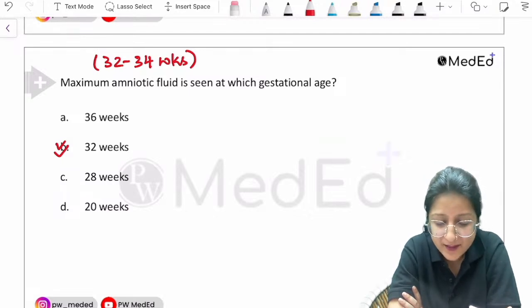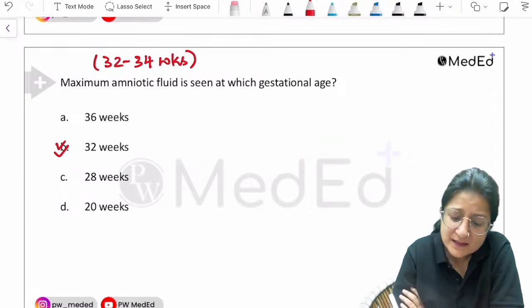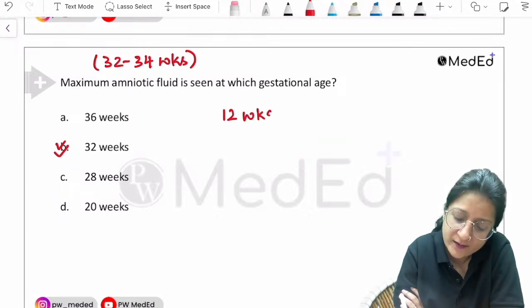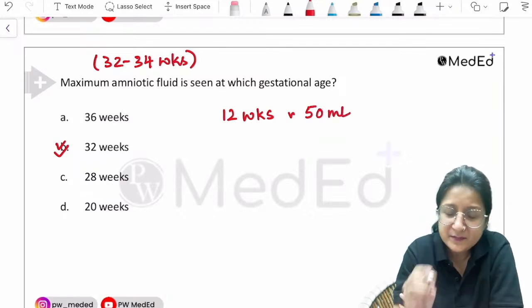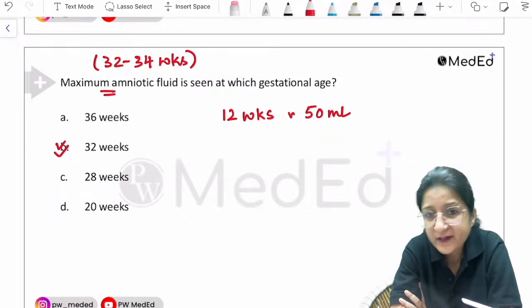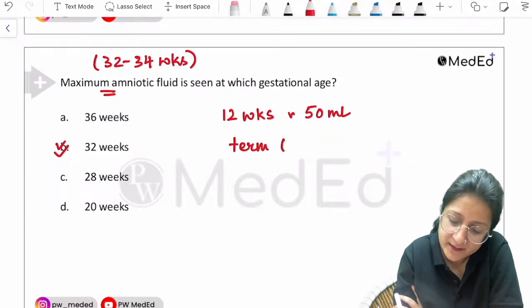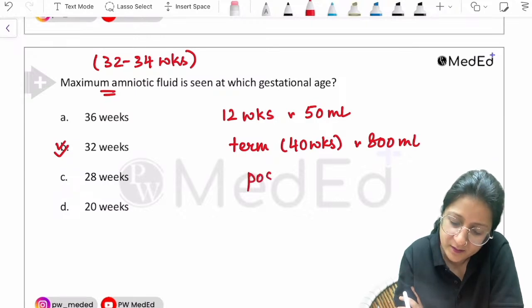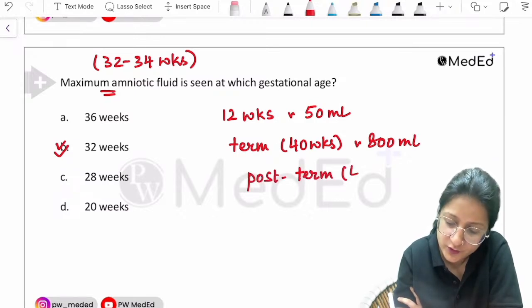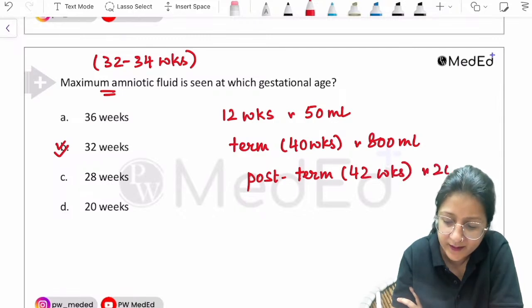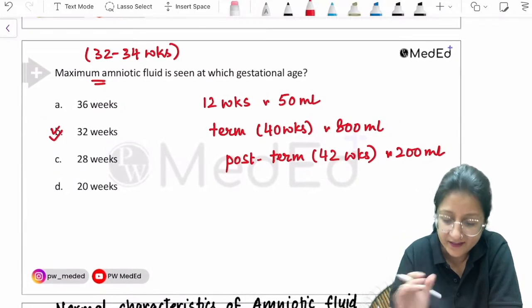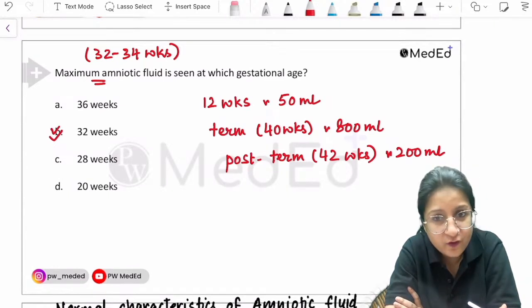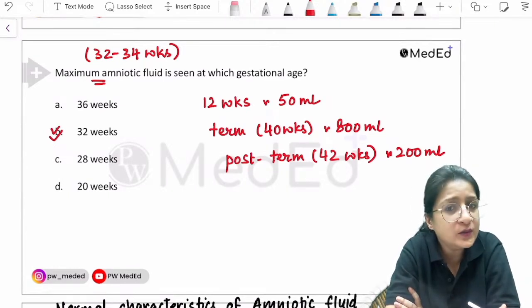Also please remember that around 12 weeks of gestation, the amount of amniotic fluid is only about 50 ml. It is maximum at around 32 to 34 weeks. Then at term, around 40 weeks, it is somewhere around 800 ml. Post term, meaning around 42 weeks, it is around 200 ml. So once the patient crosses term, the amount of amniotic fluid decreases, and by 42 weeks it is only about 200 ml.